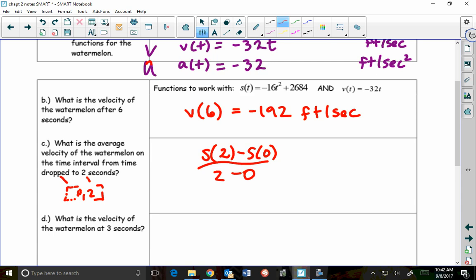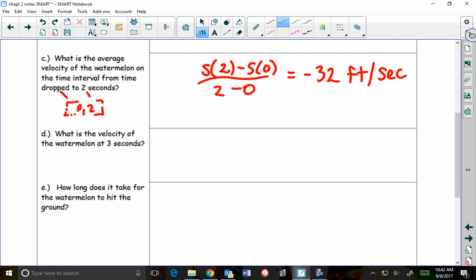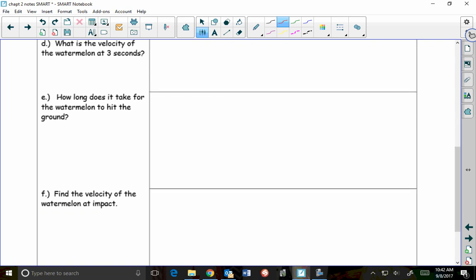No, just keep it consistent. Oh yeah, you could just. Okay, so I got negative 32. This is going to be what? Feet per second squared? No, velocity is just feet per second. Okay, we're good with D. Let's do E and F.